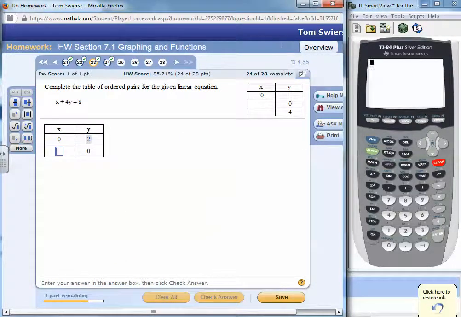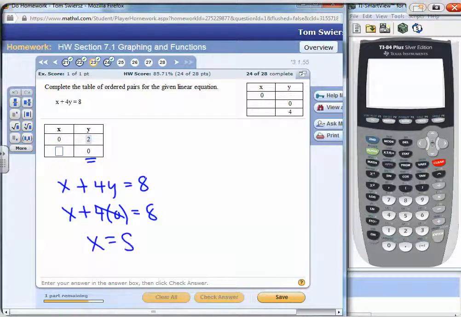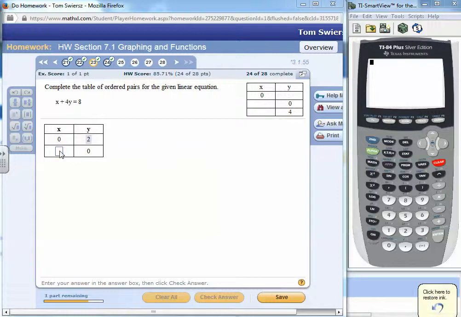Okay, now in this one, 0 is given for y. So x plus 4y equals 8. 0 for y. x plus 4 times 0 equals 8. 4 times 0 is 0. x plus 0 is simply x equals 8. So we already got x, which represents the answer. That's what we need to find. So we have x equals 8. So we substituted in y as 0 and got the value x equals 8.